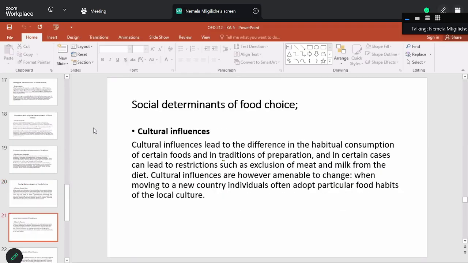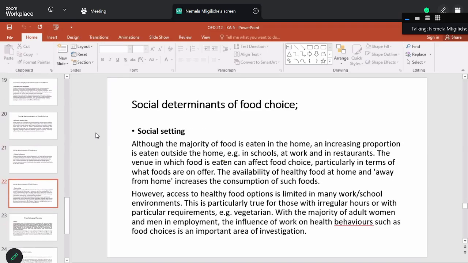Cultural influence. We've already talked about different cultures, different ways of food choice, and different perceptions of different types of food. Some cultures tend to restrict certain types of food to certain people, maybe young boys or pregnant mothers, so this can end up causing their food habits to become deficient in certain types of nutrients. Social settings: the majority of food is eaten at home.